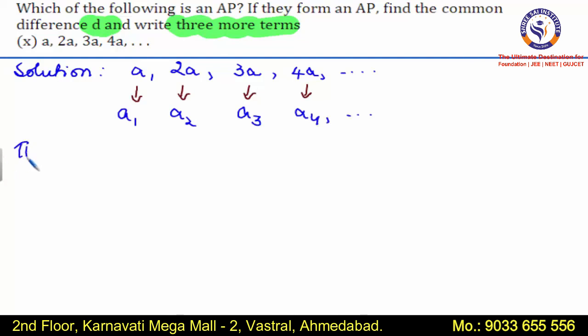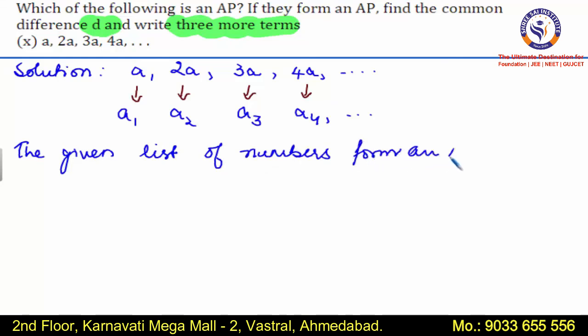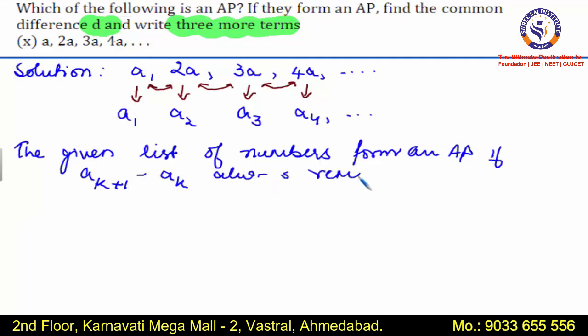Now the given list of numbers form an AP if the difference of any two consecutive terms always remains the same. That is A2 minus A1, A3 minus A2, A4 minus A3 and so on always remains the same. That is, AK plus 1 minus AK always remains the same.